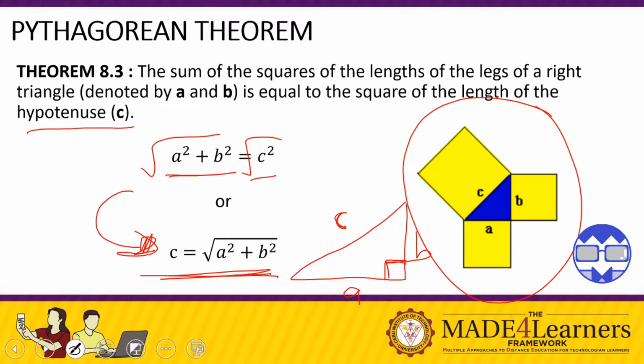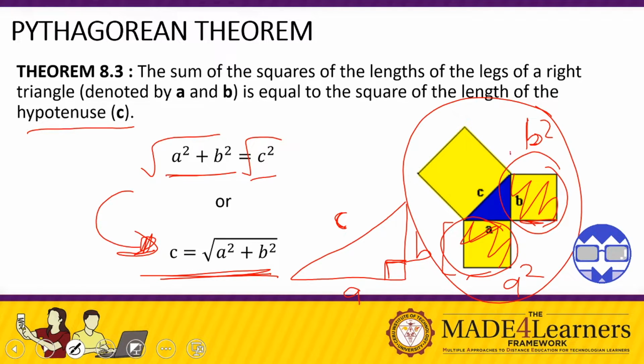Okay, so sides A and B, if we try to create a square, take note that the area of the square on side A is A squared, and the area of the square on side B is also B squared, because remember it's squares. So if we try to add these two, the area of A squared and B squared, this is just the same as the sum.